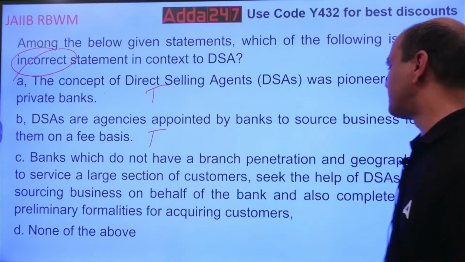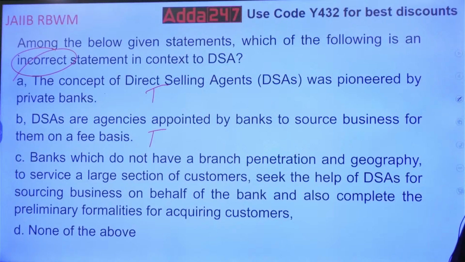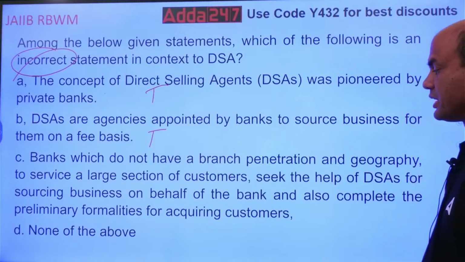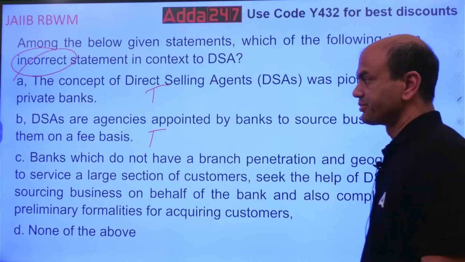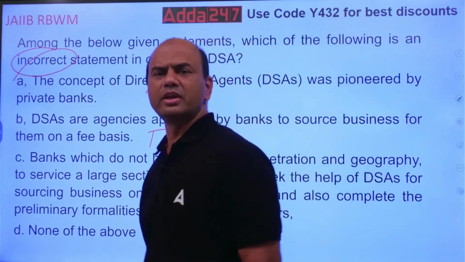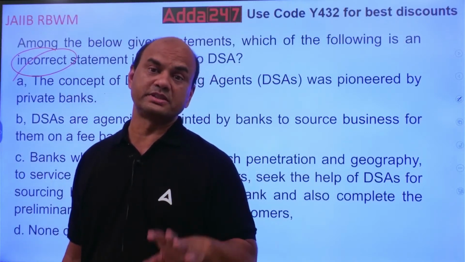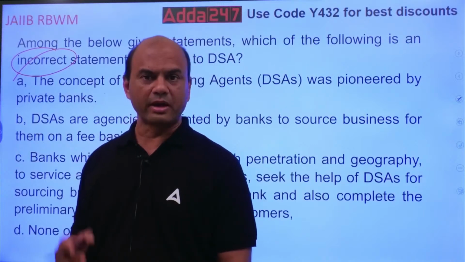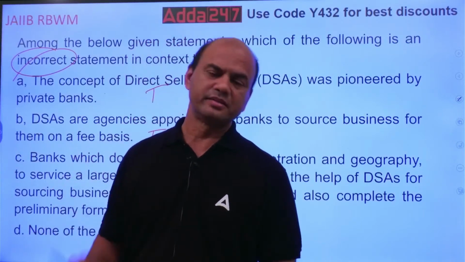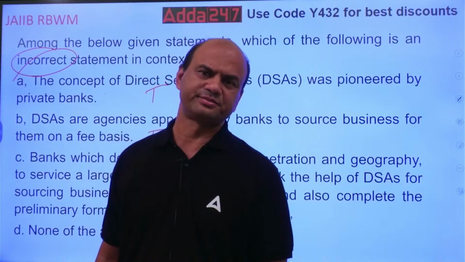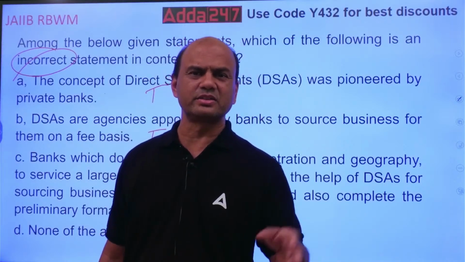Banks which do not have branch penetration and geography to service large section of customers seek the help of DSAs for sourcing business on behalf of the bank and also complete the preliminary formalities of acquiring the customers. Wherever banks don't have a network, nationalized banks follow this BC model, business correspondent. Private banks follow the same model called as DSA. DSAs are used mainly in loans, personal loan, credit cards. Nowadays they are used in others also, liabilities also.